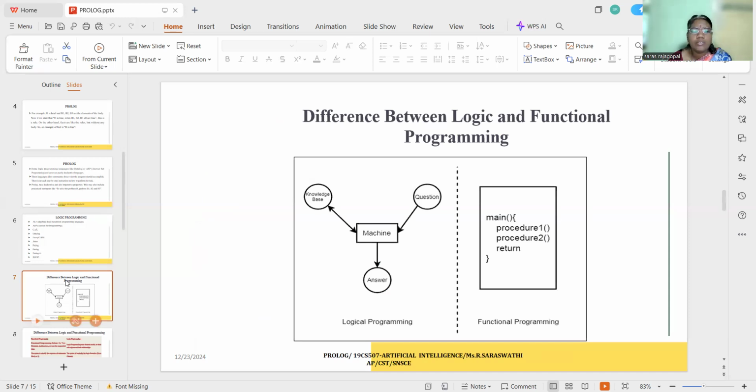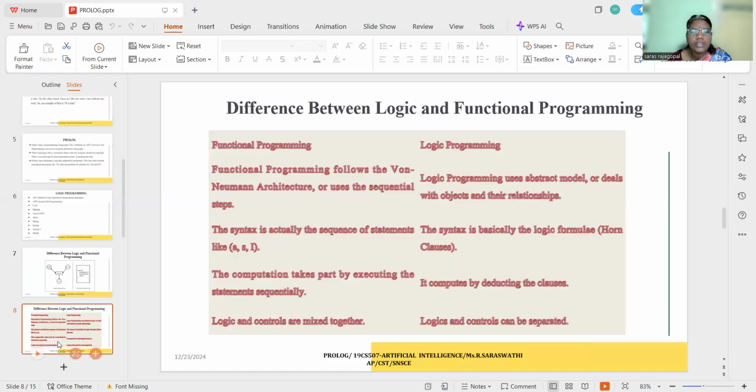Difference between logic and functional programming. Logic programming has a fact knowledge base, questions, and then a machine. The machine acts as the answer based on the questions. The facts will be stored in the knowledge base. This is logic programming. Functional programming consists of a set of procedures to complete the task: the main procedure, procedure 1, procedure 2, etc., and a return function. These are the main differences between logic programming and functional programming.